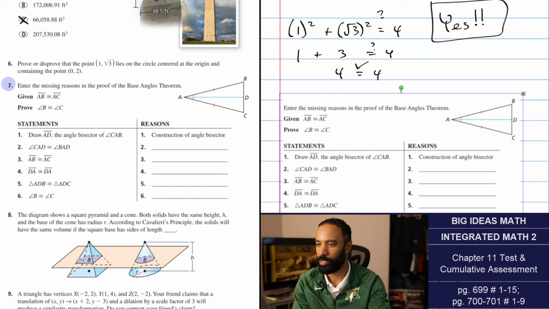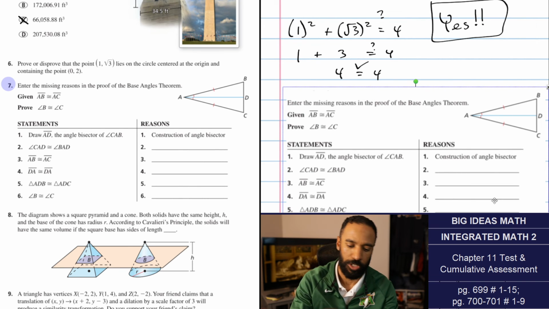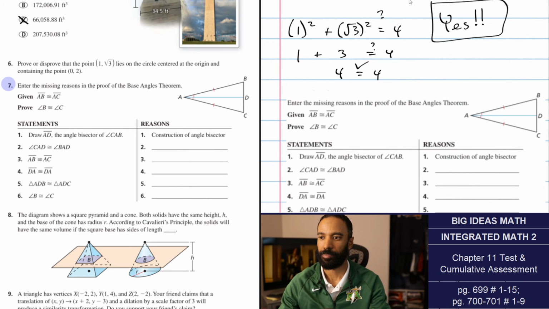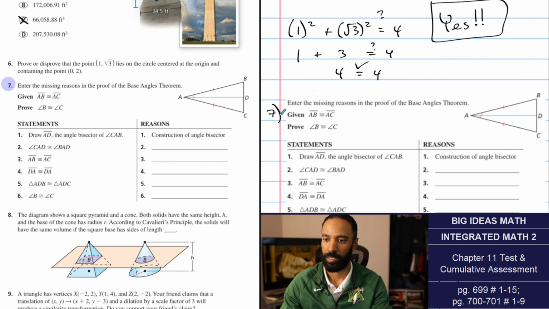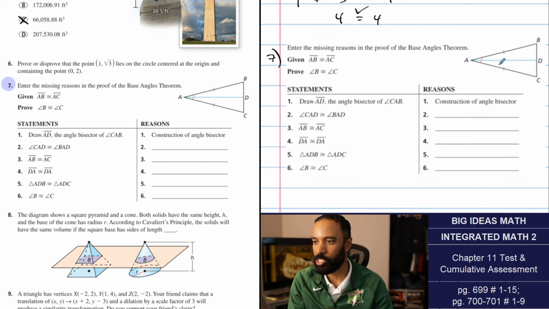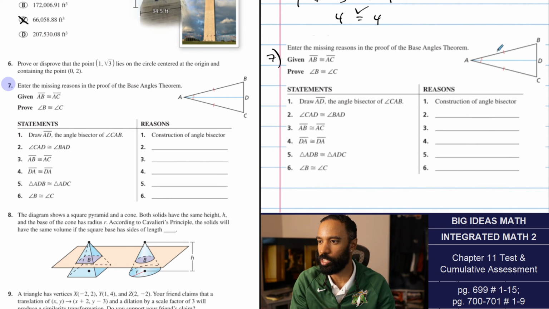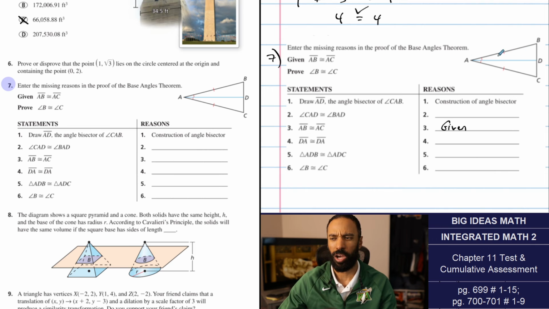So, maybe I will finish in the hour. Number 7, given that AB is congruent to AC, and it's already marked, I'm going to write that as given right now, that's statement 3. Prove that angle B is congruent to angle C. Oh, totally. This is true. Prove the triangles are congruent, and then use CPCTC to prove the rest.